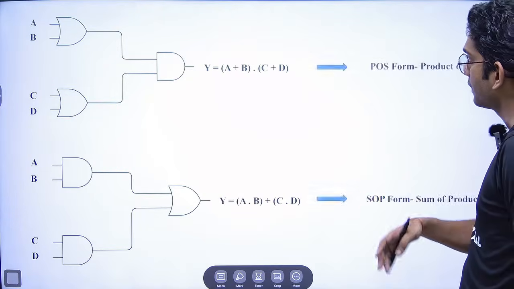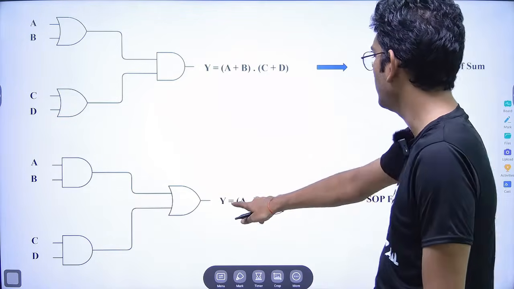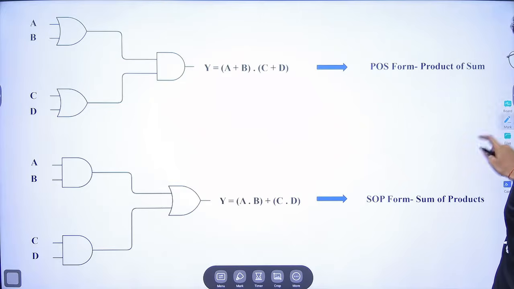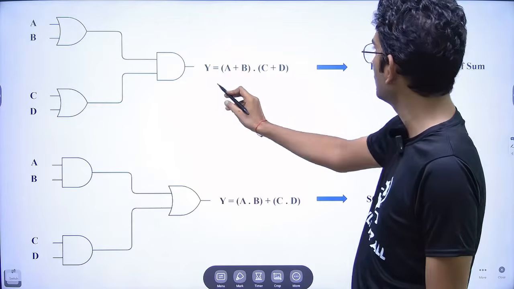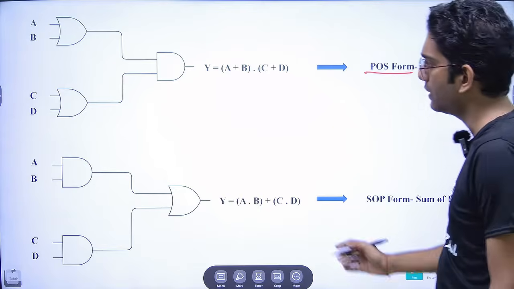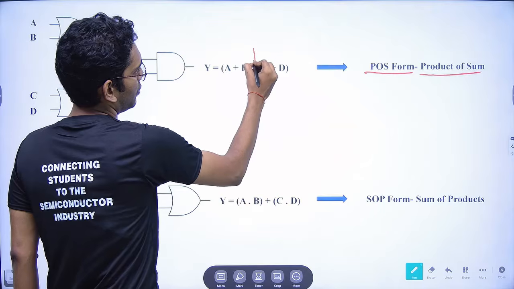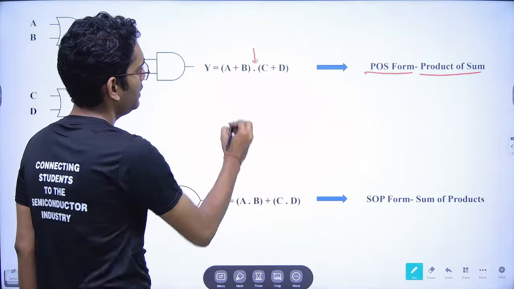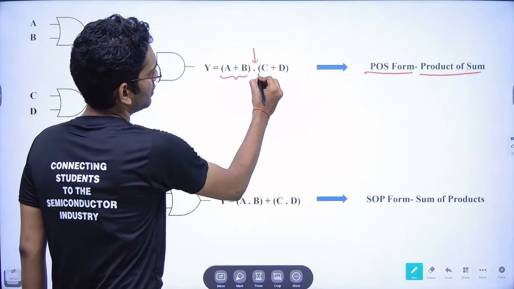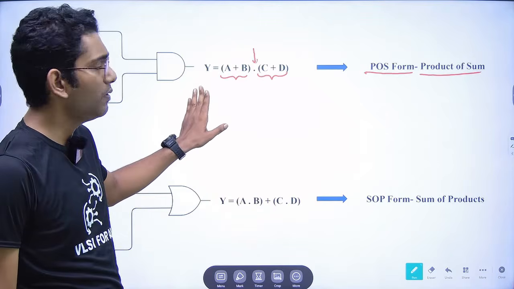Now these two expressions that we have got, Y here and Y here, this expression is known as POS form or product of sum form. How we can say that? This is the product operator, you can say, and these are the product of two sums. Fine. So this is in the form of POS.